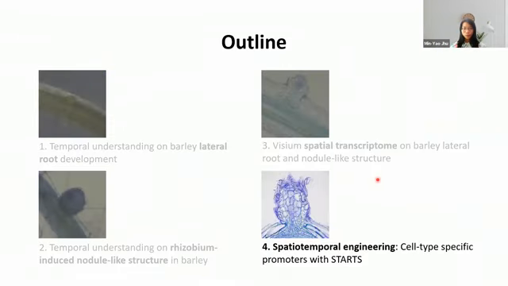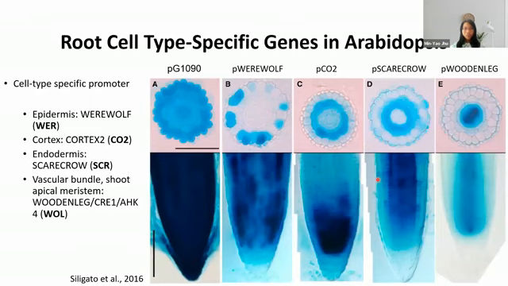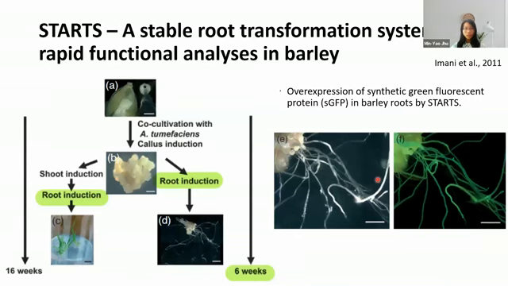The very last step is that we are going to use all the information that we get from the previous three small projects to move on to spatial and temporal engineering in the barley plant, using some of the cell-type-specific promoters. Based on previous studies, there are a lot of cell-type-specific promoters currently available in Arabidopsis, but the equivalents in monocot systems are much more limited. That's why the previous studies can help us understand and identify potential candidates for cell-type-specific promoters. With this, we are also going to combine it with the STAR system, which is short for a stable root transformation system for rapid functional analysis in barley.